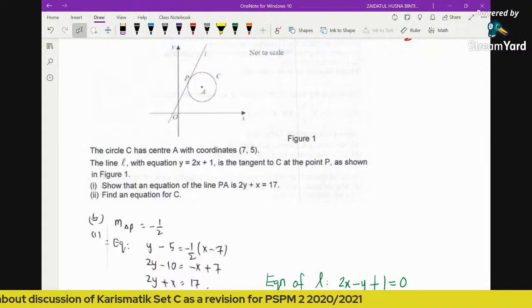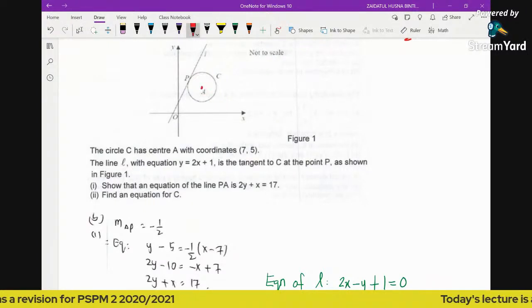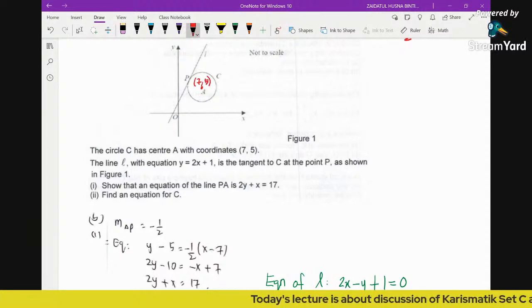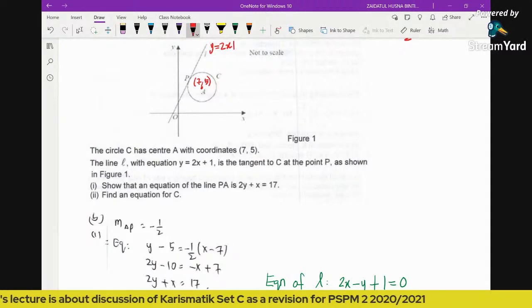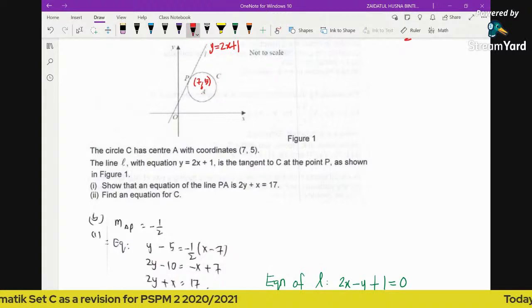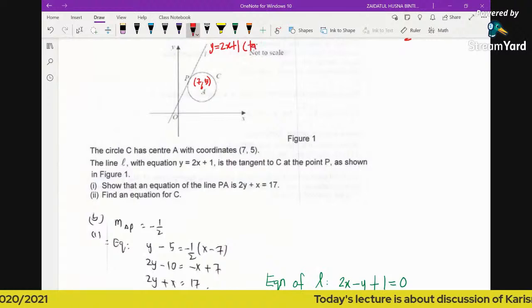A circle C has center A with coordinates 7, 5. The line L, with equation 2x plus y equals x plus 1, is the tangent. Which means the circle touches the line. So this is basically the tangent.